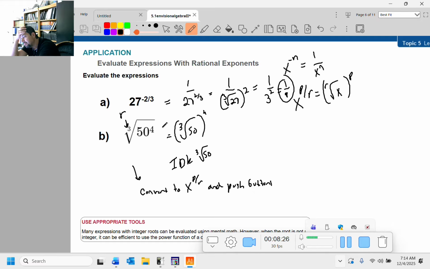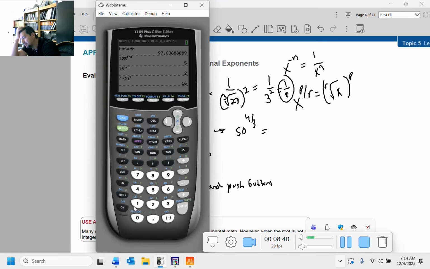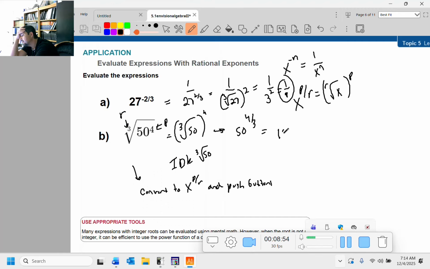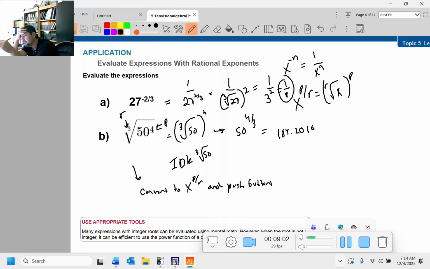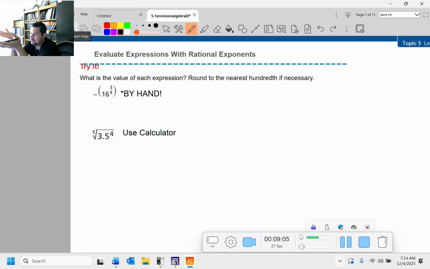So this is your root, and this is your power. So when we think about this, this is 50 to the 4/3. All right, 50 to the 4/3. So let's see what that is. Yeah, see, it's an ugly thing. Fill out 4 decimal places. 184.2016. Ta-da!